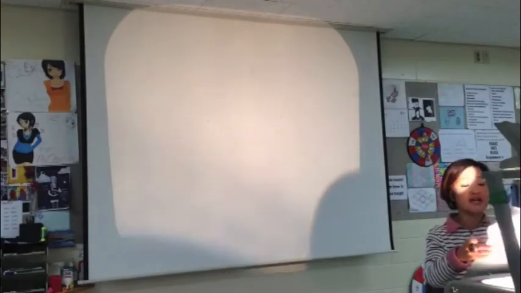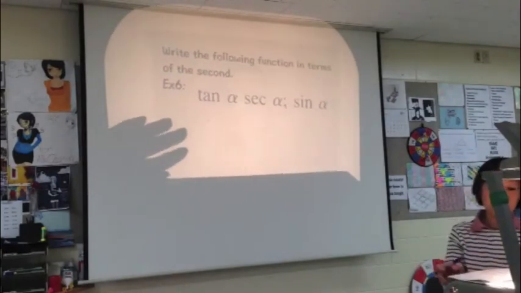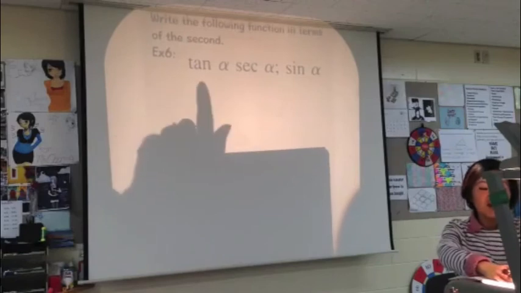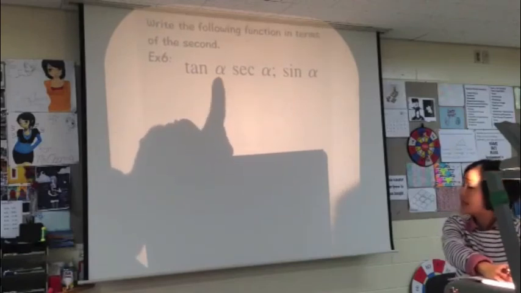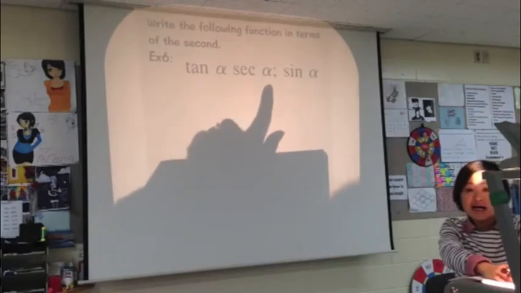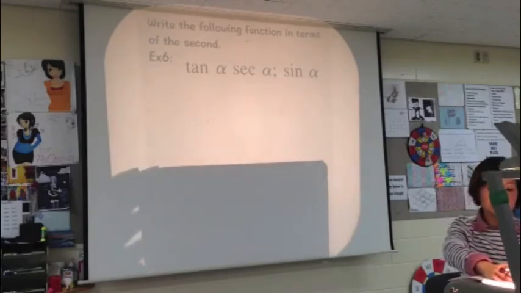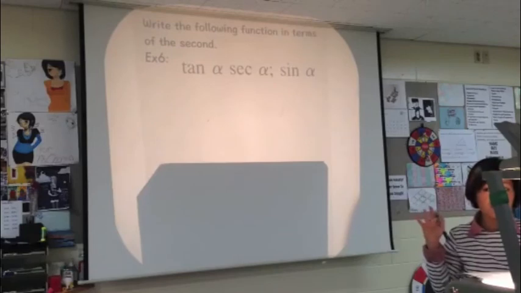So the final example for today is going to be this, because we're going to continue trig identities when I come back, all right? We're going to do this first, okay? They want you to write the following function, for example, tangent alpha secant alpha, in terms of sine alpha. So all you do is this. You ready? So you remember all your facts, okay?